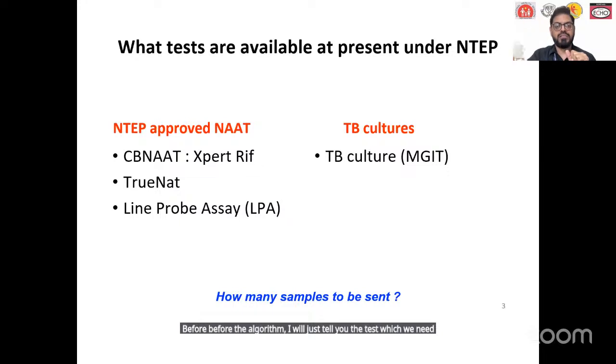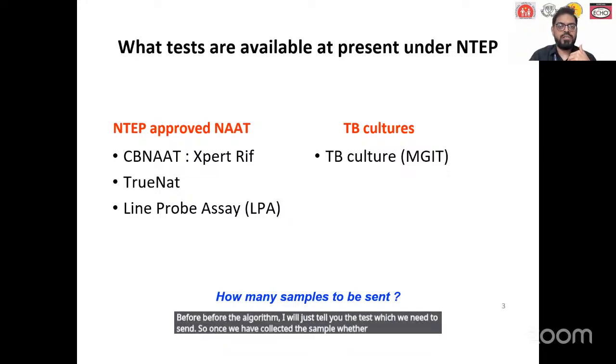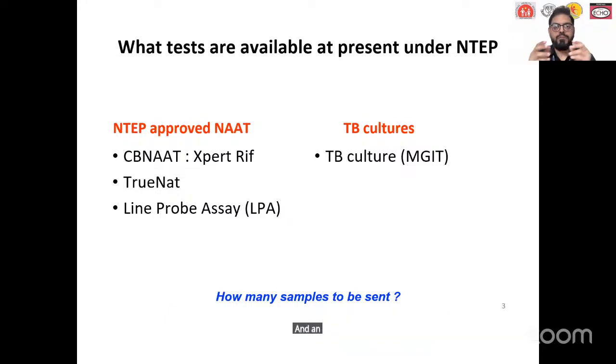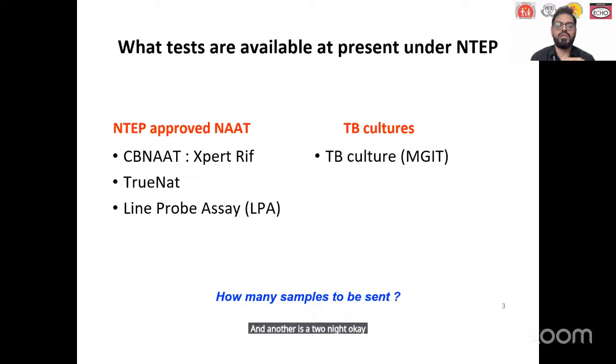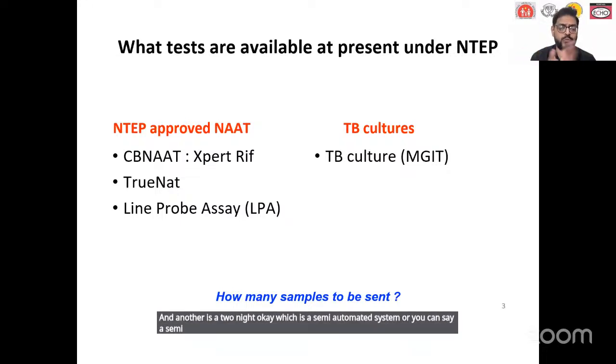Once we have collected the sample, whether it is a self-expectorated sample or a gastric aspirate, and an X-ray is done, the microbiological sample is first sent for a molecular test, which is a NAT. NAT is nothing but nucleic acid amplification test. It is a PCR based test. Under the NTEP, the types of NATs available to us are two: one is CB-NAT, which is a completely automated system, and another is True NAT, which is a semi-automated system.